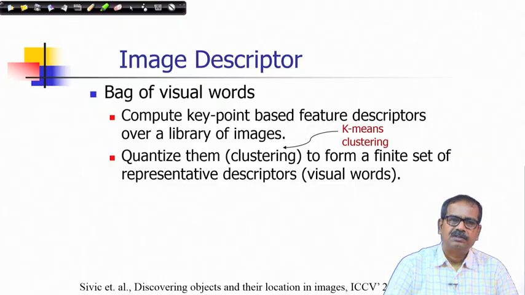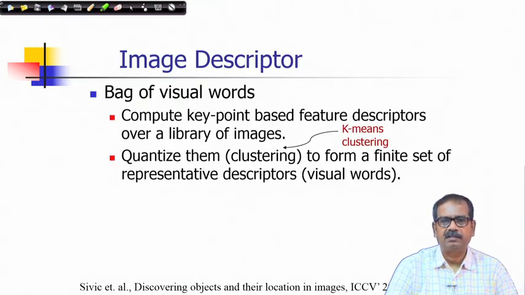So, once again just to summarize these steps: you take a set of images, which you can call a library of images, from where you are trying to form a dictionary of visual words. For that, for each image you are computing the key points. At each key point you are computing its feature descriptors. Then you get a collection of feature descriptors from all such images, and you apply a clustering algorithm to that collection of feature descriptors.